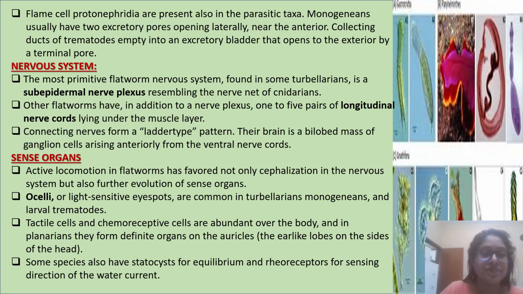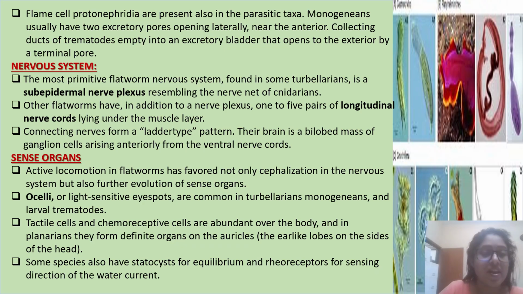Next, nervous system. The most primitive flatworm nervous system, found in some turbellarians, is a subepidermal nerve plexus resembling the nerve net of the Cnidarians. Other flatworms have, in addition to a nerve plexus, one to five pairs of longitudinal nerve cords lying under the muscle layers. Connecting nerves form a ladder-type pattern. Their brain is a bilobed mass of ganglion cells arising anteriorly from the ventral nerve cords.